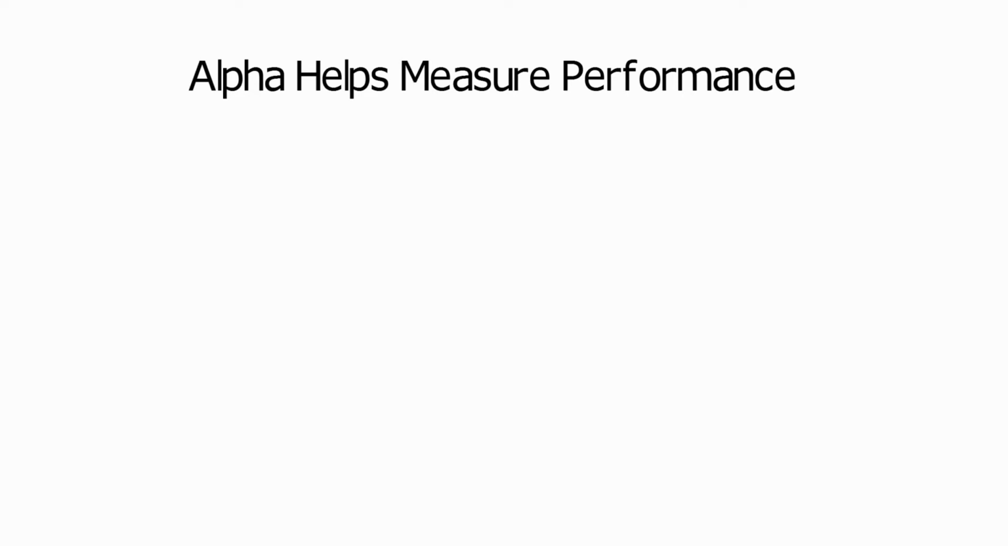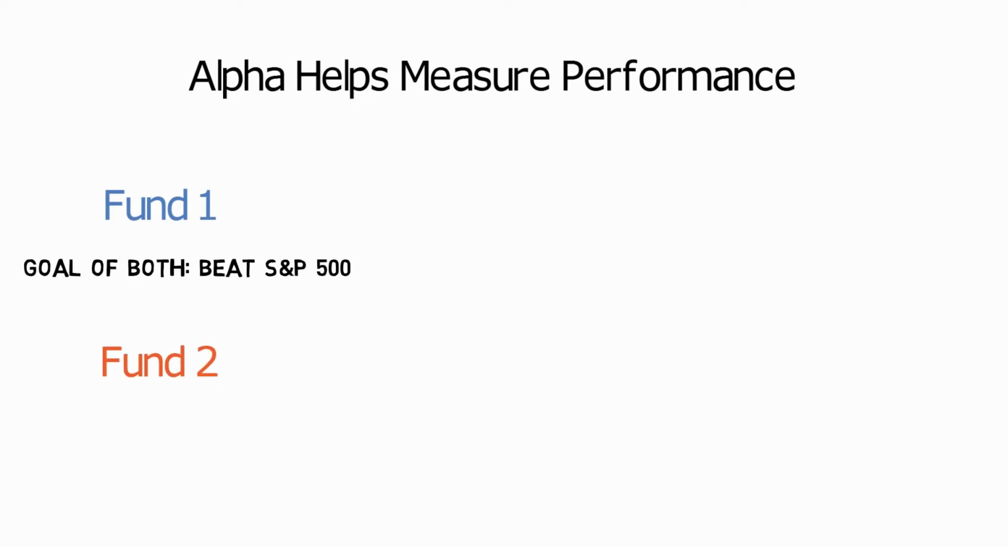What does this mean? Let's look at an example. You have two funds, Fund 1 and Fund 2. The goal of both funds is to beat the S&P 500, and both of those funds are taking similar investment risks. Fund 1 has an alpha of 2.5, and Fund 2 has an alpha of -1.